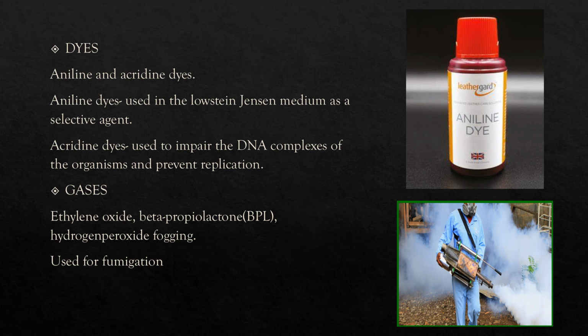Next is dyes. Dyes are divided into aniline and acridine dyes. Aniline dyes are used in Lowenstein-Jensen medium as a selective agent, while acridine dyes are used to impair the DNA complexes of the organisms and prevent replication. Next are gases, which are basically used for fumigation. Examples are ethylene oxide, beta-propiolactone, hydrogen peroxide, fogging.